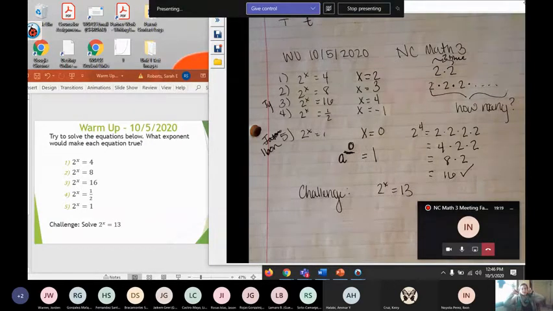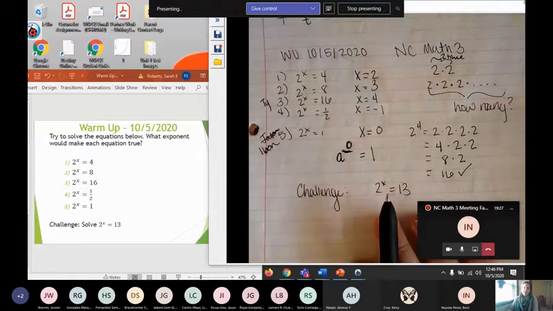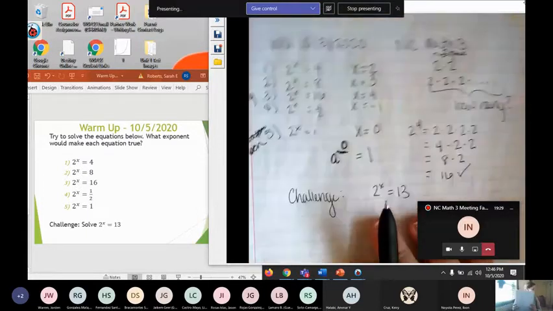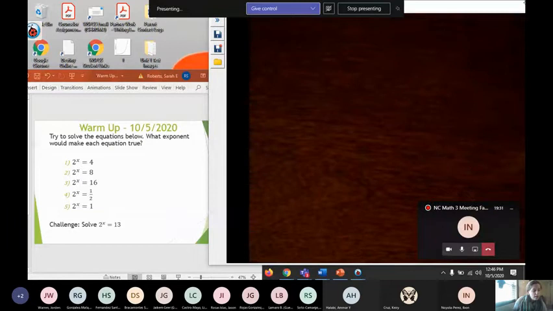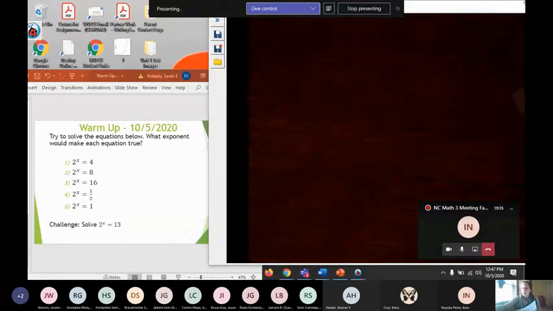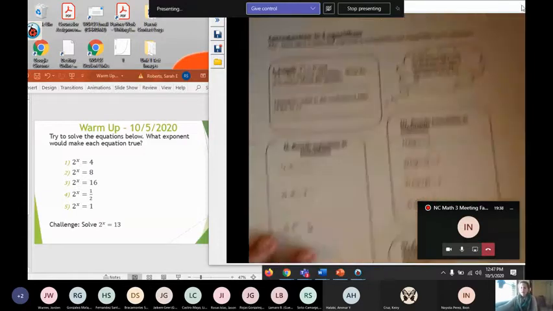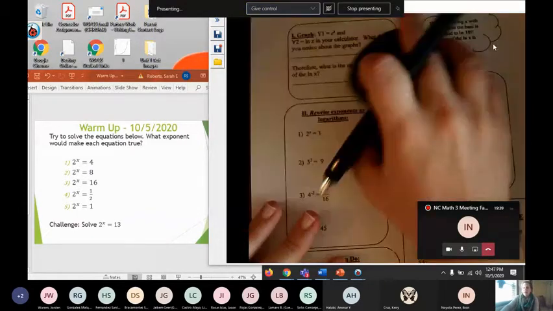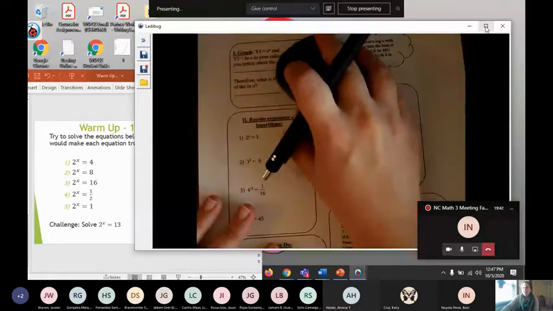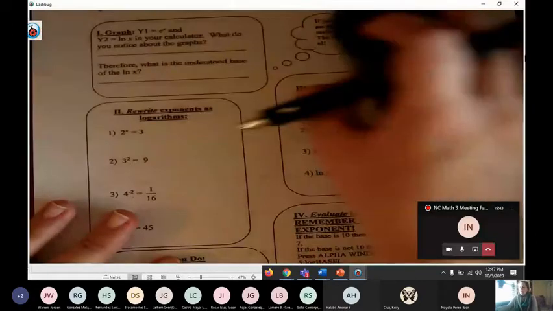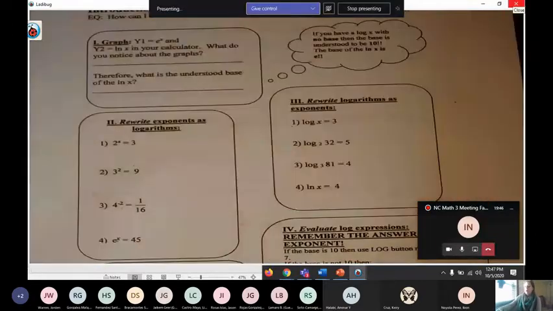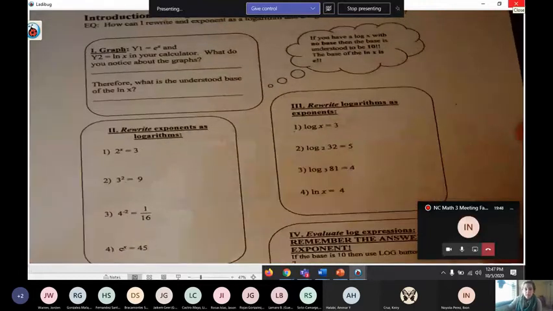Okay, so this is what we're talking about today: how to solve and convert exponential functions to logarithms. We're going to use logarithms to help us out with this. So this is our warm-up for today. I'm going to set that to the side, and we are going to do our intro to logarithms notes. These notes should be posted on Canvas for you to print out if you would prefer. If you would like to just write it down on a sheet of paper, that is totally fine too.